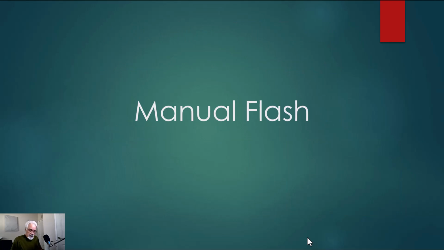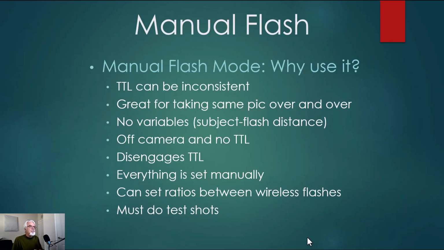Now, let's move on to manual flash. Okay, manual flash mode. Well, why would you want to use manual flash mode? The reason is TTL can be inconsistent. I just described the mountain biker riding by, getting closer to the camera, and how the TTL adjusts the flash output. But in manual mode, it's only going to output 1 level of flash.